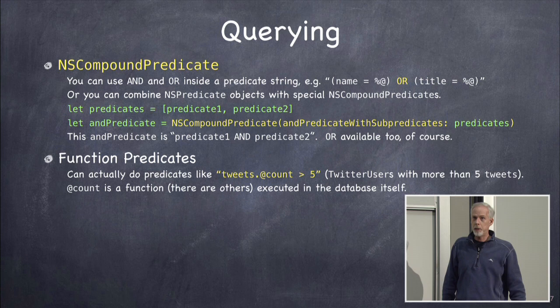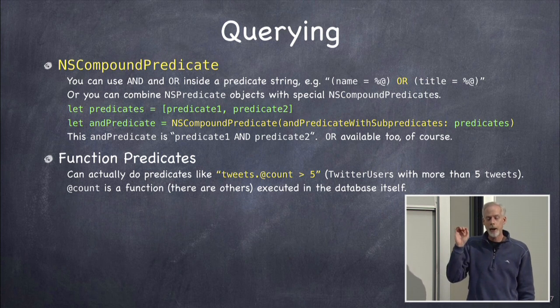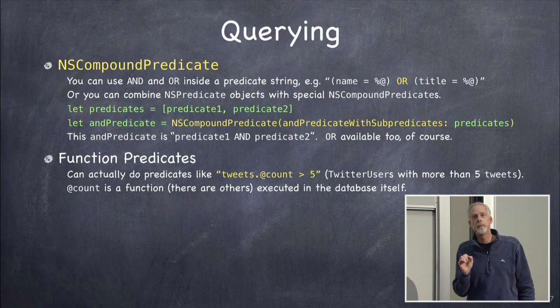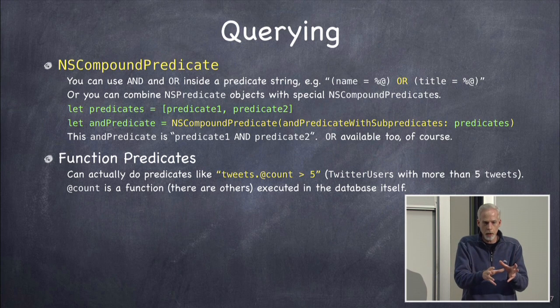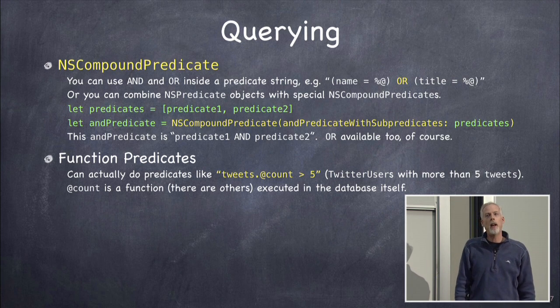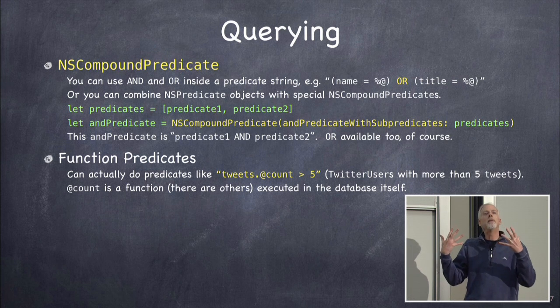There are also function predicates. Now these are super powerful predicates, and you don't need these for your homework, so don't worry too much about these, but they're cool. You can even have a search like this one, tweets.@count is greater than 5. This is a Twitter user search that finds all the Twitter users who have more than 5 tweets. So @count is actually running kind of a function in the database to go count the number of tweets that this Twitter user has. Again, you'll see all this when you look at the NSPredicate documentation. It's incredibly powerful. You barely have to type anything in as the format string, and you get these really powerful searches.